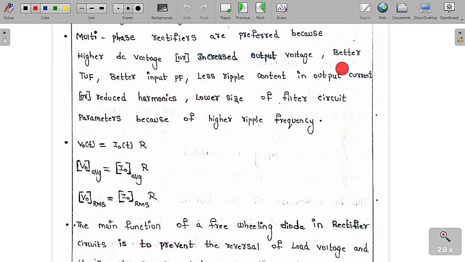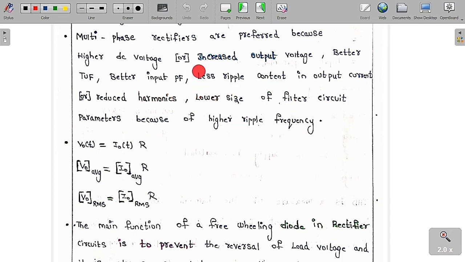Better transformer utilization factor means using the transformer very highly. Better input power factor means it is very much improved. Less ripple content in output current means the output current will have less ripple, and as the ripple content decreases, the harmonics also decrease. Lower size of filter circuit means the filter circuit parameters can be of low size because of higher ripple frequency.